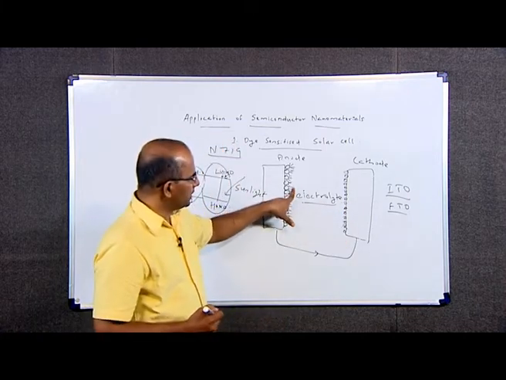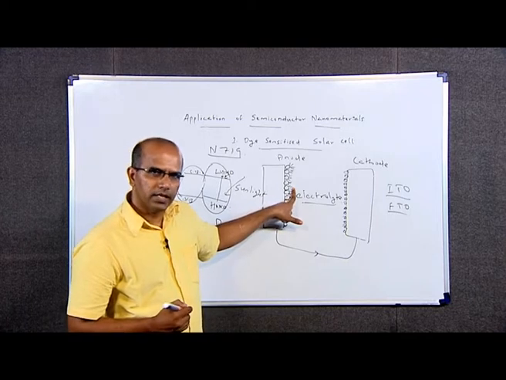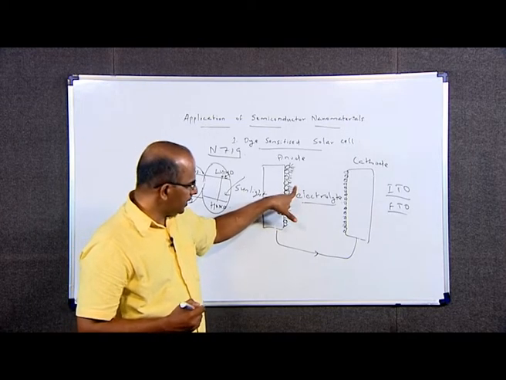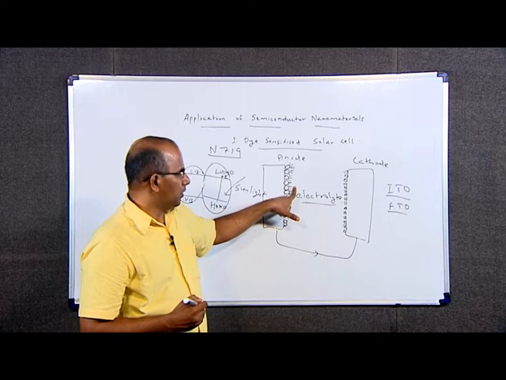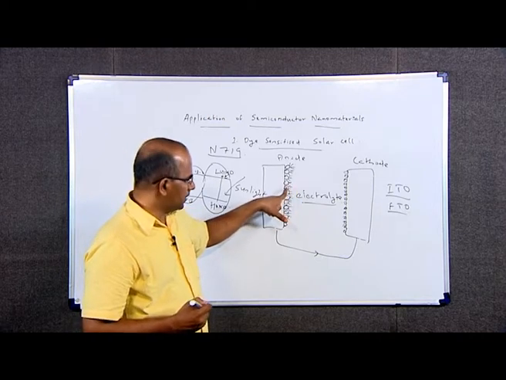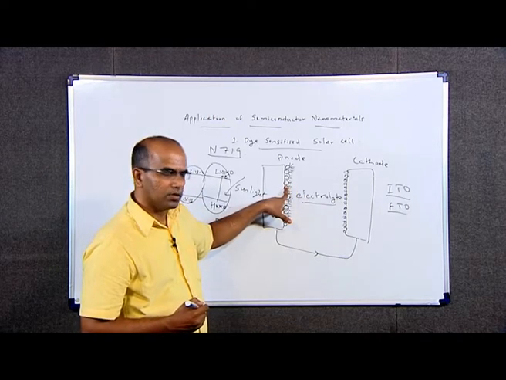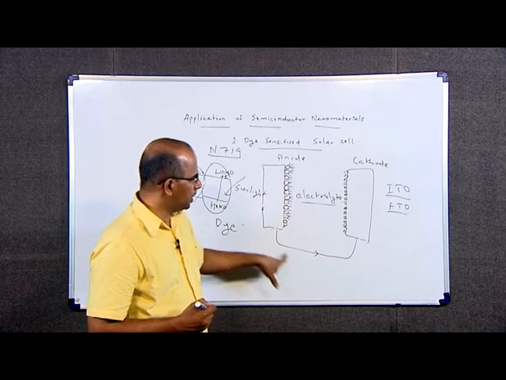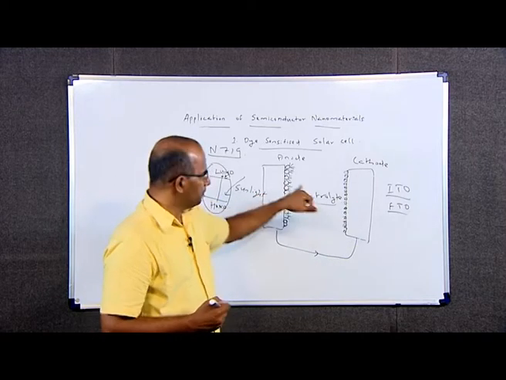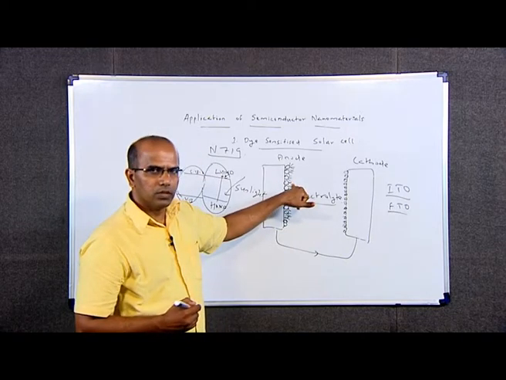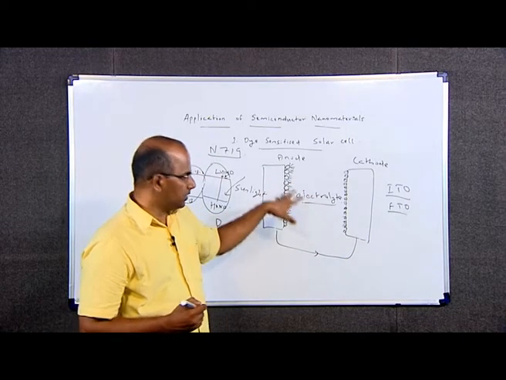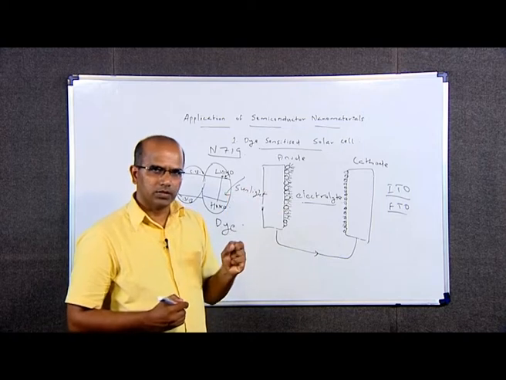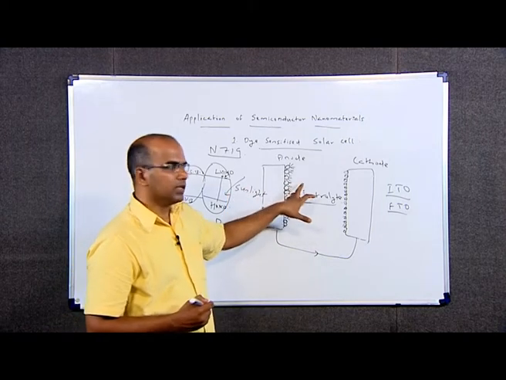Now what happens is the dye has lost one electron, right? That electron goes to the semiconducting oxide. From the semiconducting oxide it went to the ITO plate, then it goes to the cathode. Now the dye has lost one electron, it is oxidized. It will look for one electron, right? Where will it get one electron?